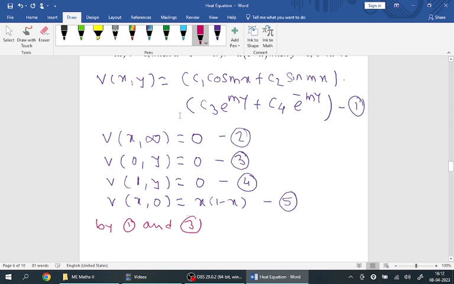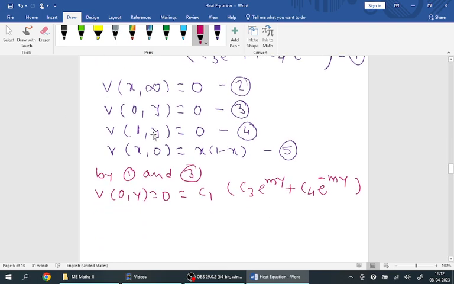So we are using condition number 3 in equation 1. What is condition 3? Condition 3 is v of 0,y is 0. What do we have to replace in equation 1? We have to replace x by 0. If x is 0, cos 0 is 1, that is c1, but sin 0 is 0, times c3 e raised to my plus c4 e raised to minus my. This only is left.